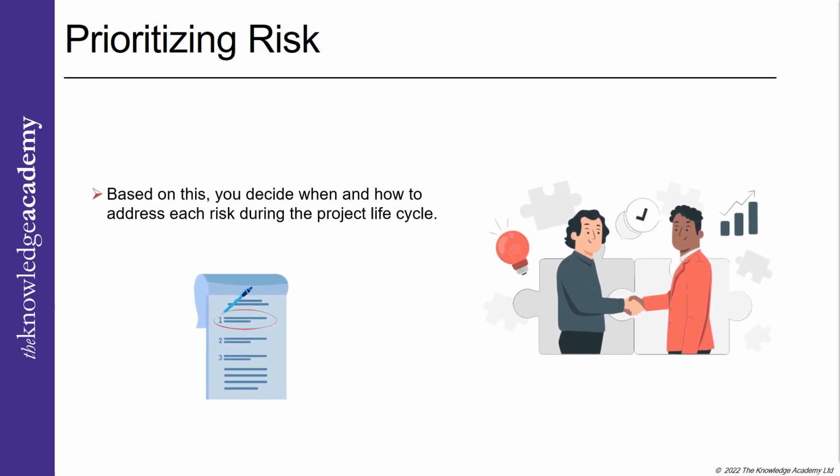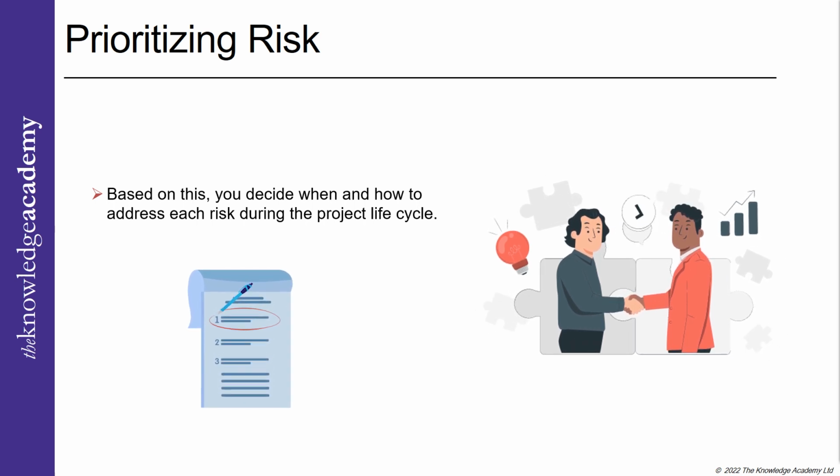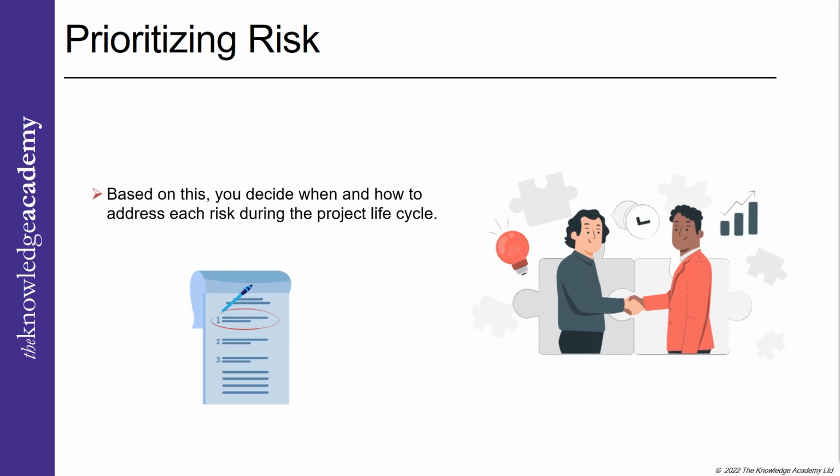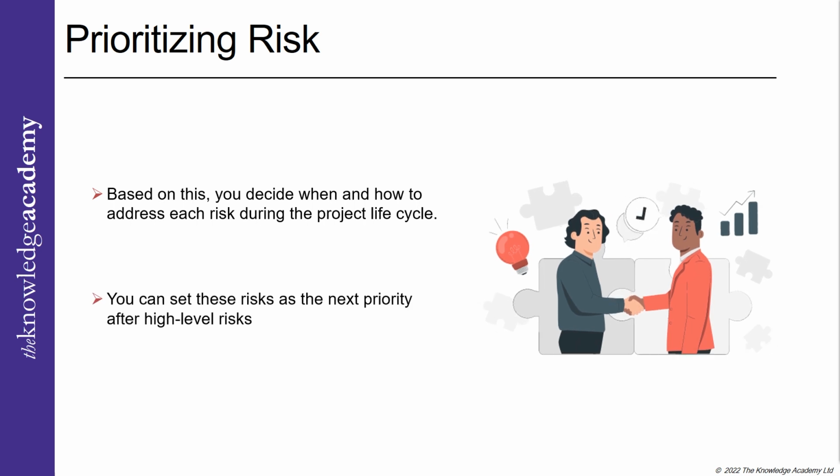You can make a long list of risks to a project by classifying them as high, medium, and low. Based on this, you decide when and how to address each risk during the project lifecycle. High-level risks need immediate action as they may make or break your project. Medium-level risks might be essential but will not fail the project. You can set these risks as the next priority after high-level risks.